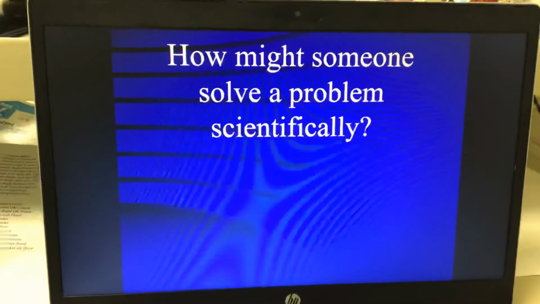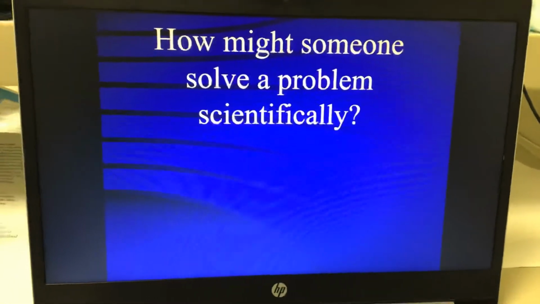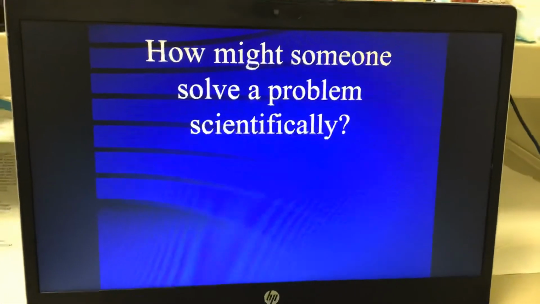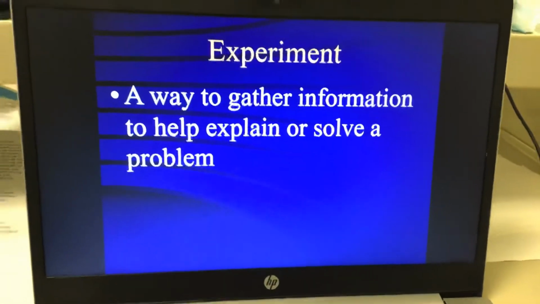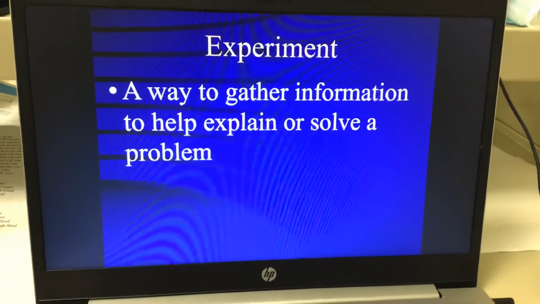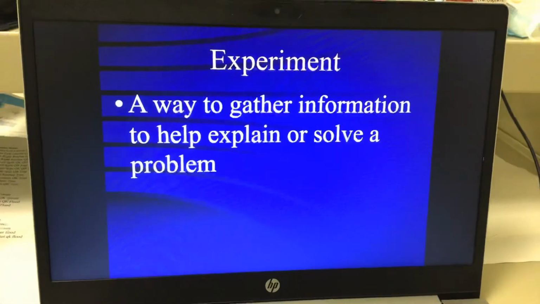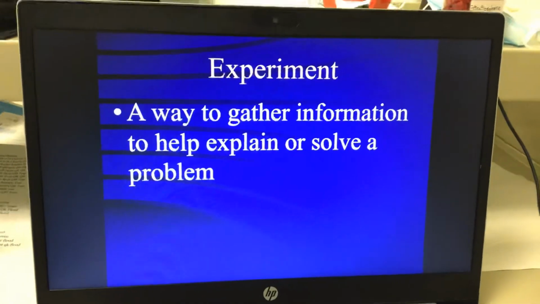How might someone solve a problem scientifically? So you have a problem, you want to solve it scientifically. You're going to use an experiment. And we've written this down yesterday, so you shouldn't need to. But a way to gather information to help explain or solve a problem. That's what it is to experiment.